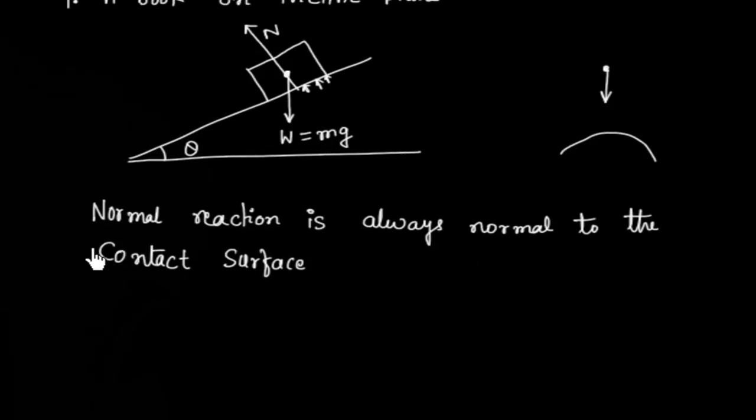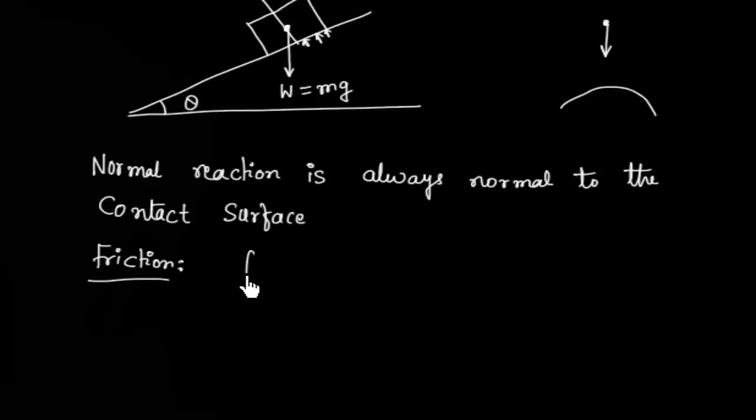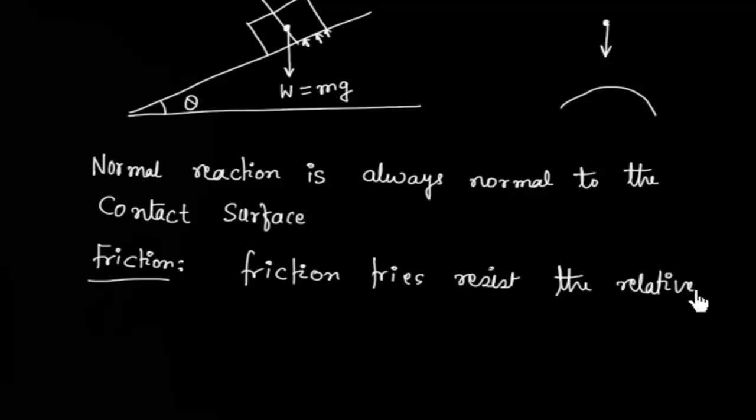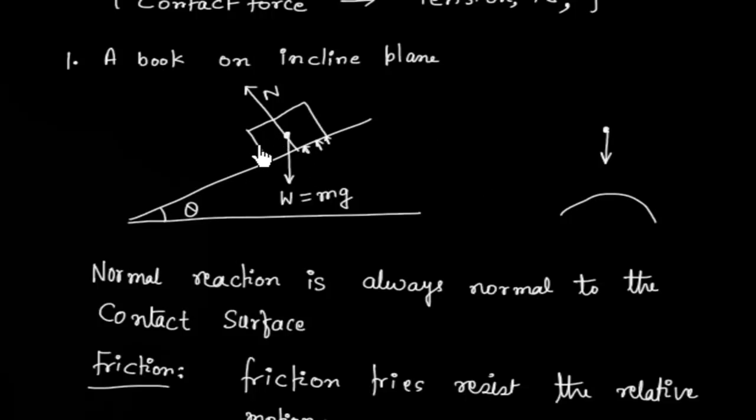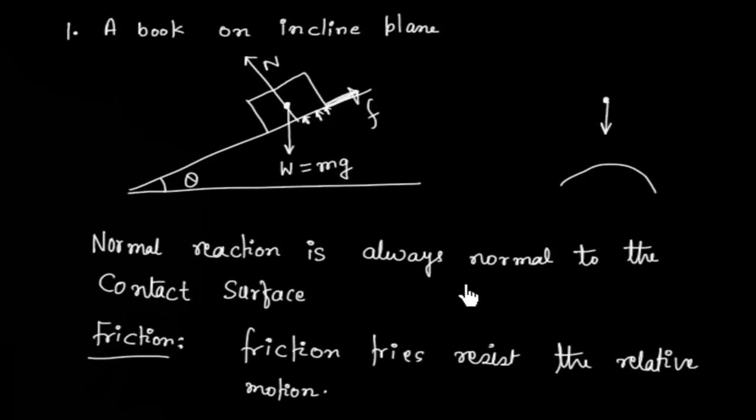Now what is the direction of friction in this case? It is easy to find. Friction always tries to resist the relative motion. Right now we will not discuss what is relative, we will go into simpler things. We only understand that it tries to resist the motion. This book has a tendency to slide down in this direction, so a friction force will act in the opposite direction, parallel to the surface. These are the forces acting on a book kept on an inclined plane.